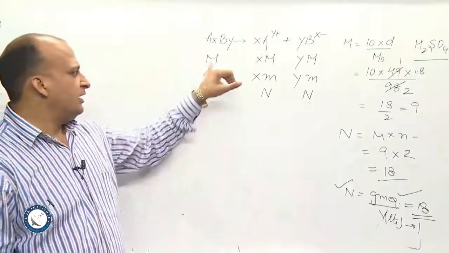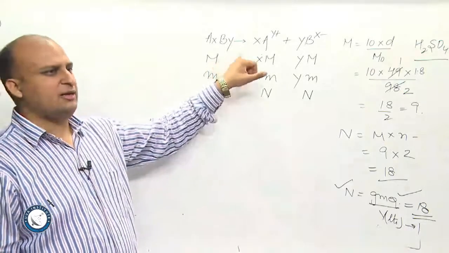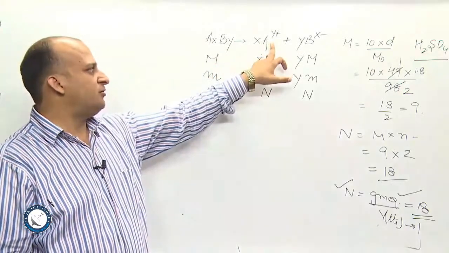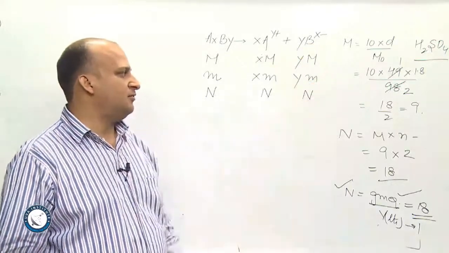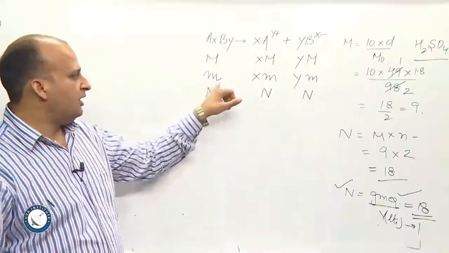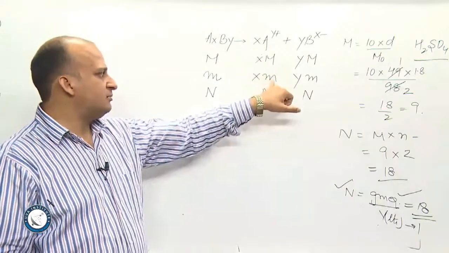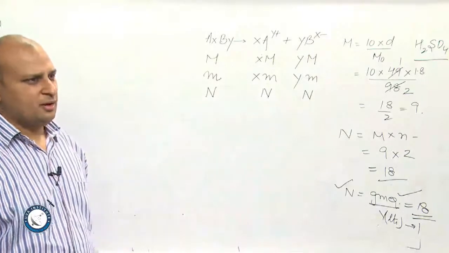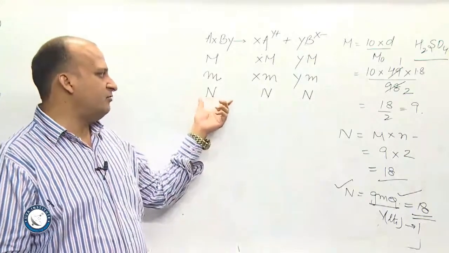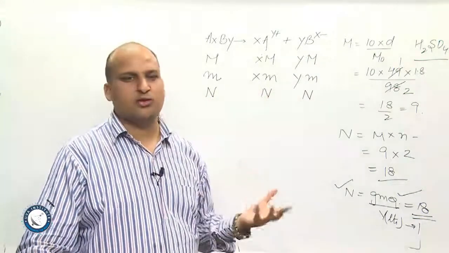What I am saying is, if m is the molarity, then the molarity of A raised to power y plus will be xm, the molarity of B raised to power x minus will be ym, the molality of A raised to power y plus is xm, and the molality of B raised to power x minus is ym. Now, if normality is given, it will be n, n, n. Now, let me prove how it is so.